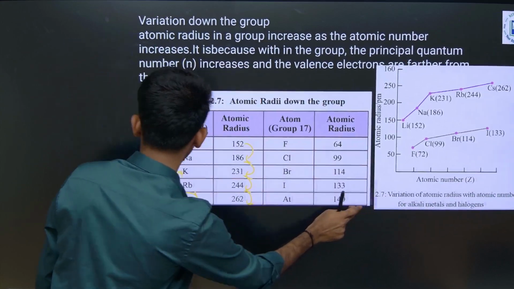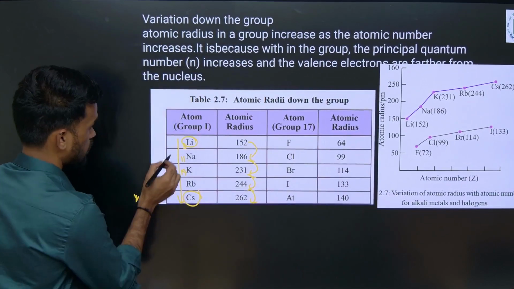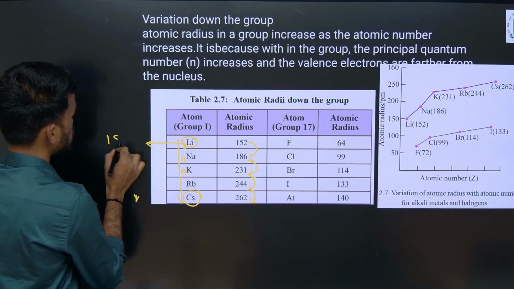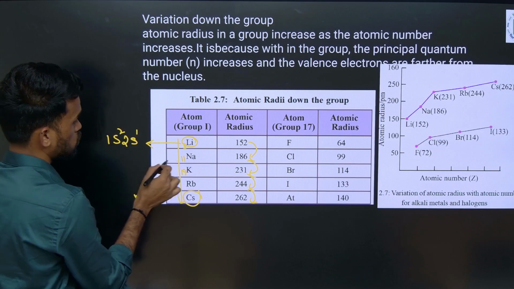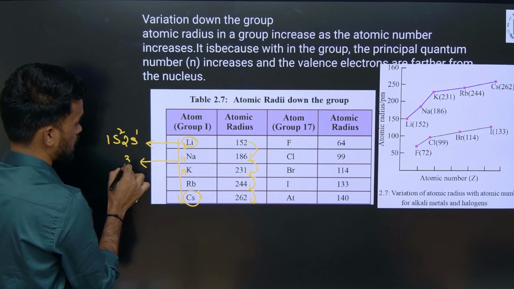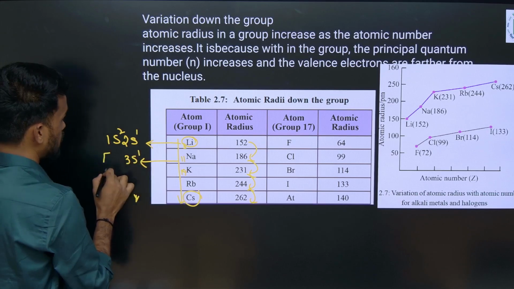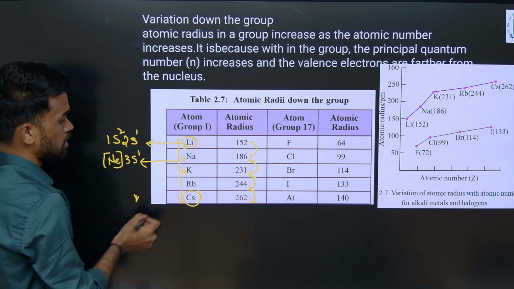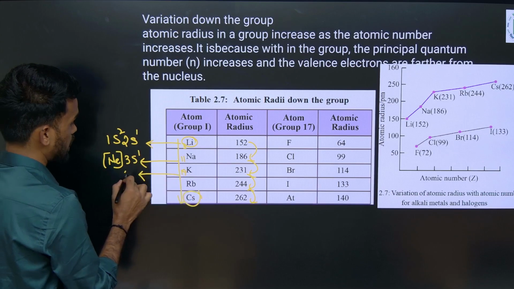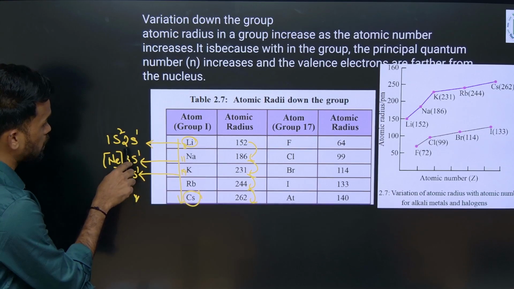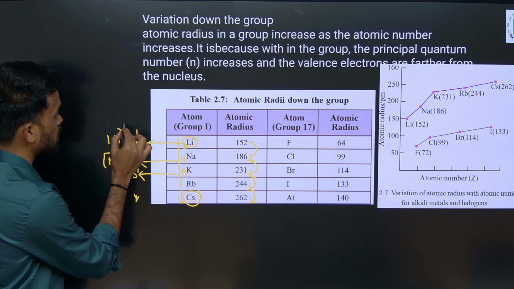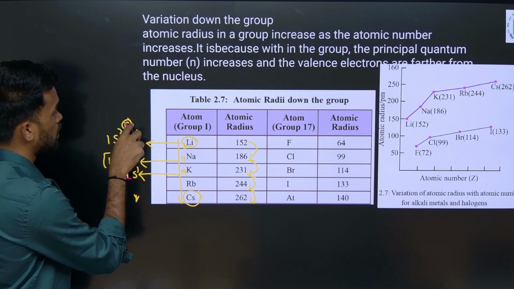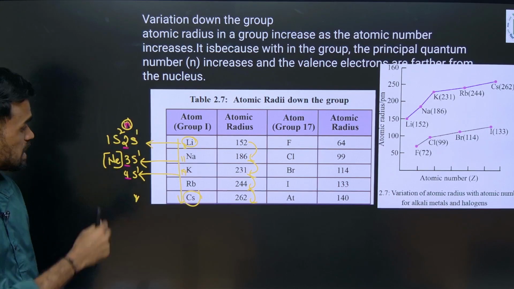So for example, what is the electronic configuration we are writing for lithium? We are writing 1s2 2s1. For sodium I am directly writing the valency: neon 3s1. For potassium we are writing 4s1. See here the coefficient which we are using, 3, 4, 5, is nothing but the principal quantum number n. The value is getting increased as we move down the group.